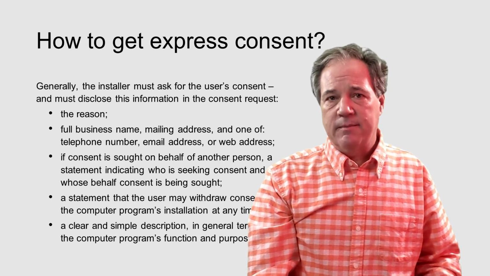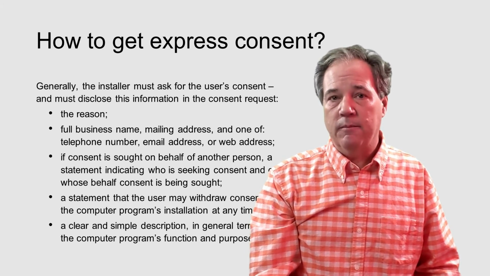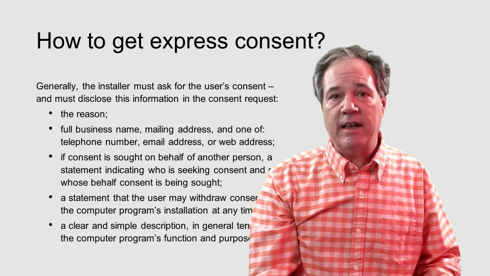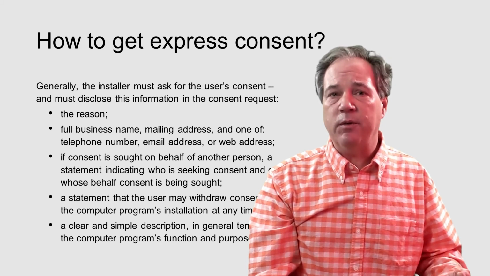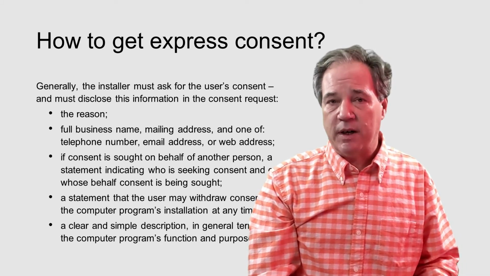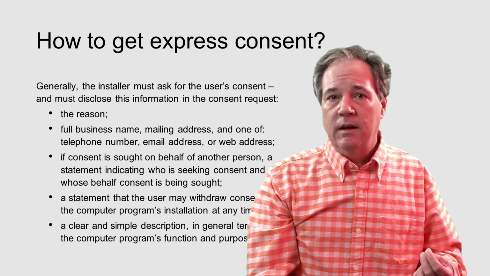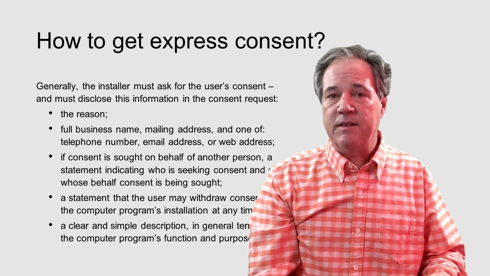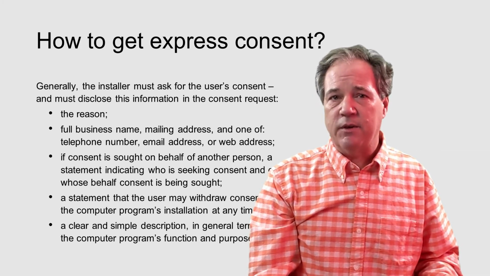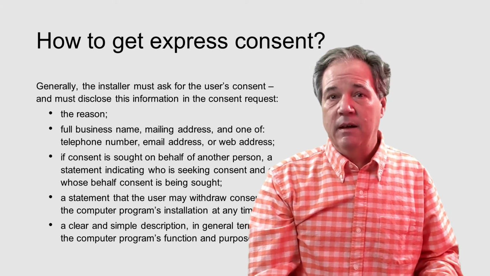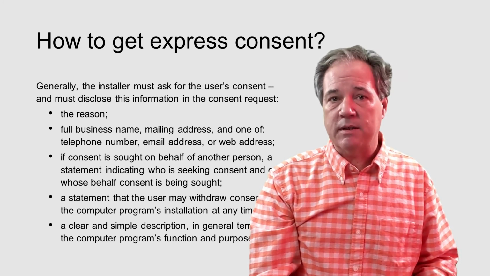So how do you get express consent? It's like the cumbersome process for consent for commercial electronic messages in counsel, but with more. When seeking express consent, the installer has to identify the reason that they are seeking consent. They have to provide their full business name. They have to provide their mailing address and at least one of a telephone number, email address, or website URL. If the consent is being sought on behalf of another person, they have to say whose consent they are seeking. A statement that the user can withdraw their consent for the computer program's installation at any time, and a clear and simple description in general terms of the computer program's function or purposes.